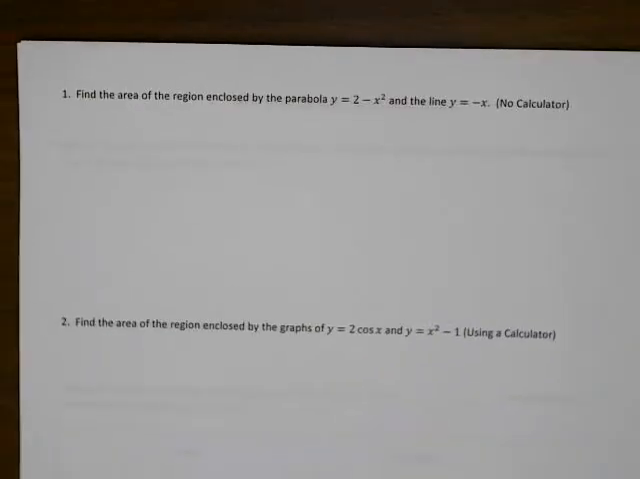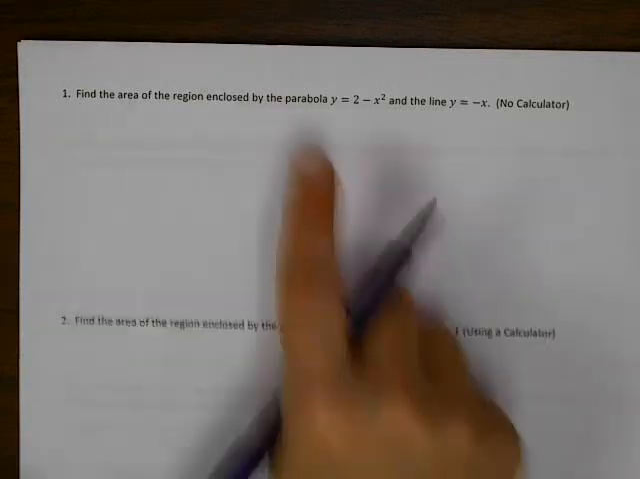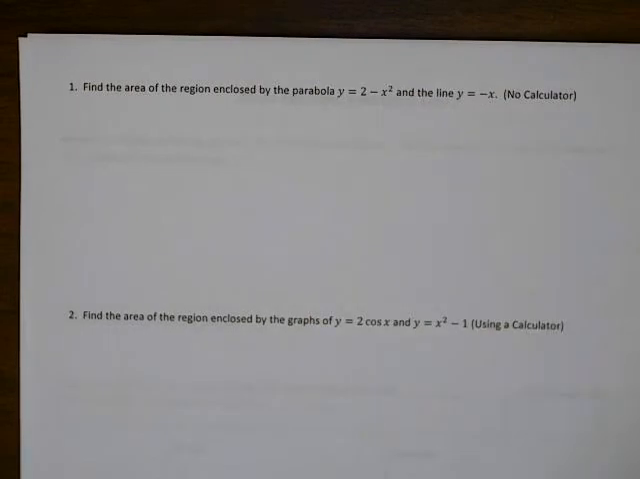For problem number 1 here, and we're going to do a variety of questions here, some with a calculator and some without. So problem number 1 says, find the area of the region enclosed by this parabola and the line y equals negative x.